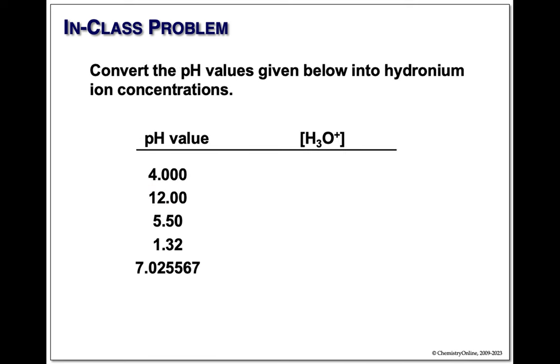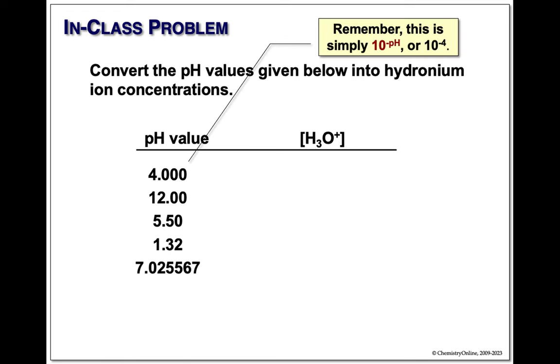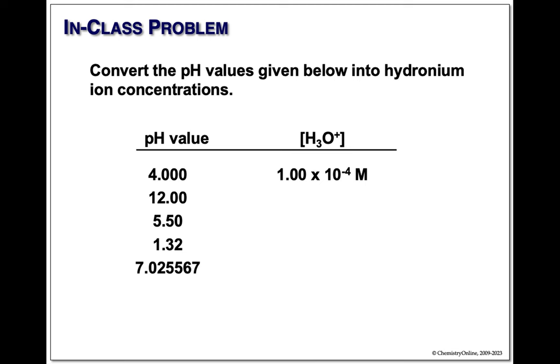Here's some pH values. What are the hydronium ion concentrations? I can assure you, you will have a question or so on exam 2 and the quizzes and all the tutorials dealing with this conversion. Okay, we remember 10 to the minus pH. Here our pH is 4. So that's 10 to the minus 4. That's hydronium. That's as simple as it can be. You don't even need a calculator, right?